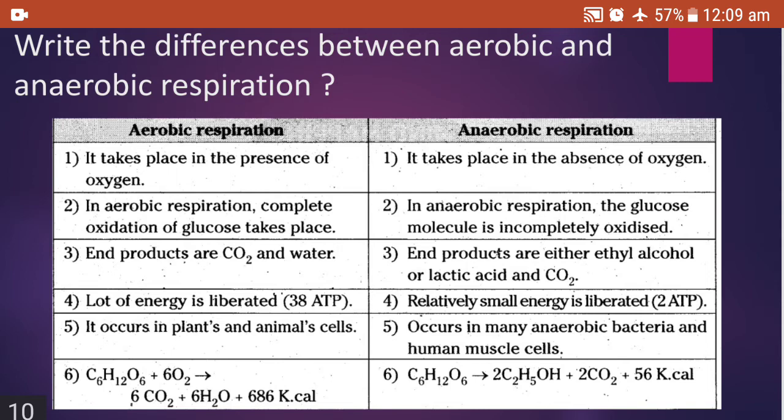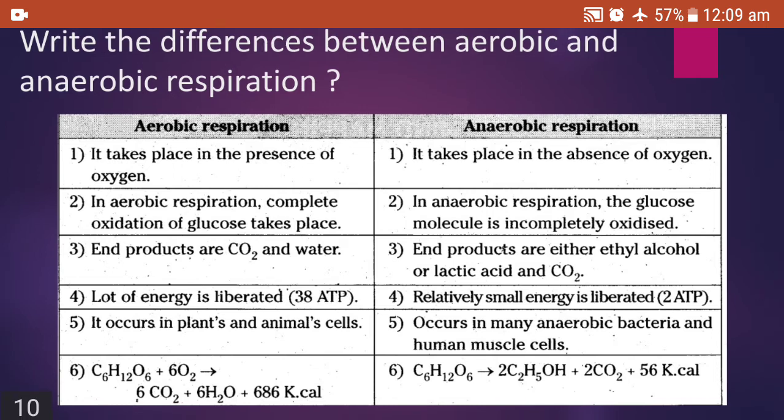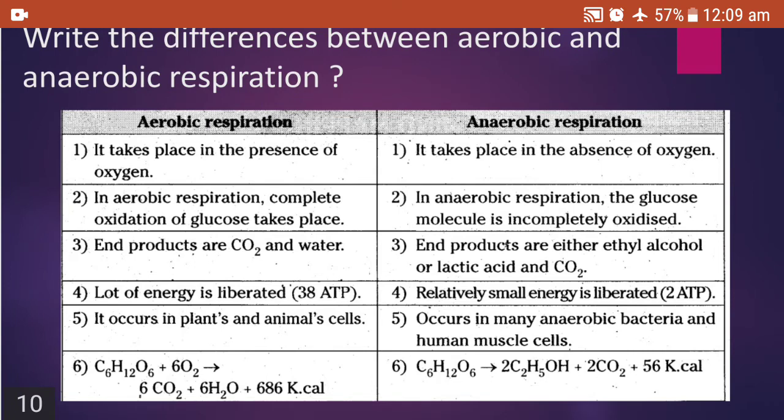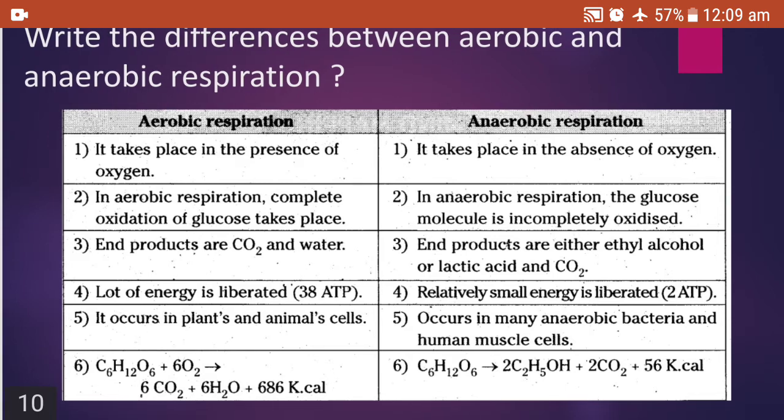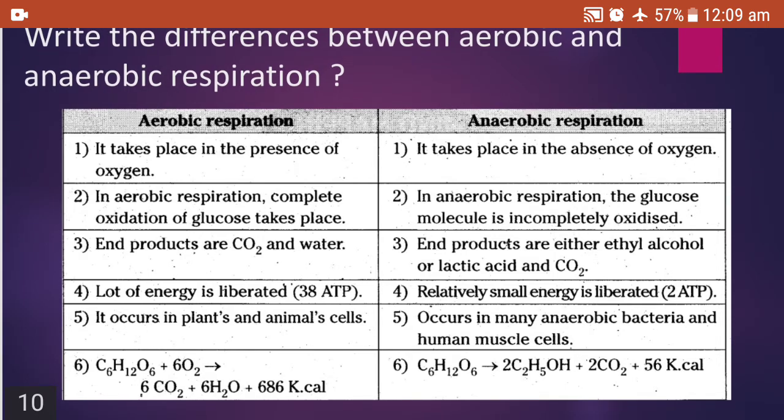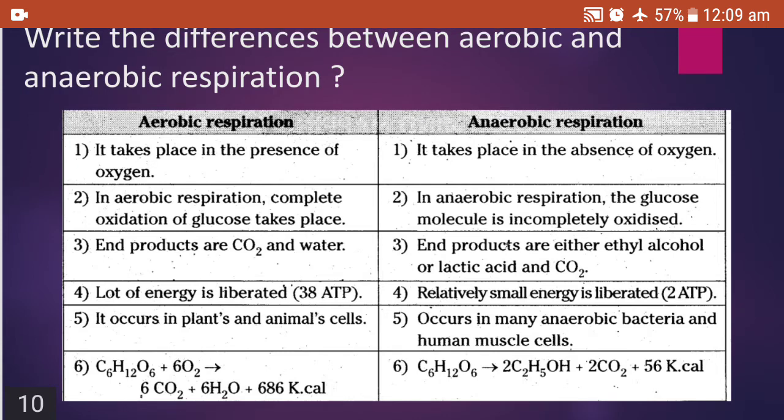The equation for aerobic respiration is C6H12O6 plus 6O2 giving 6CO2 plus 6H2O and 686 kilocalories. And in anaerobic respiration, C6H12O6 gives 2C2H5OH, ethyl alcohol, and 2CO2, carbon dioxide, with 56 kilocalories. So the ATP here is called the energy currency.